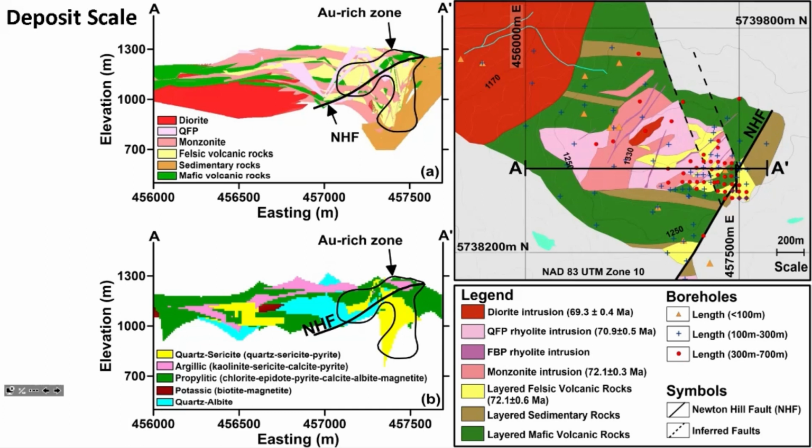The deposit is also offset by the Newton Hill fault, NHF, which displaces the geology of mineralization by about 300 meters of normal dip-slip movement.